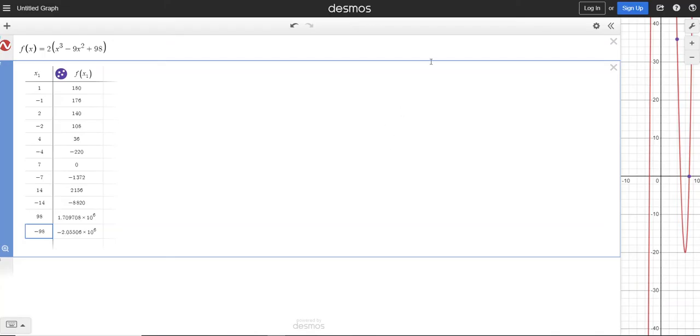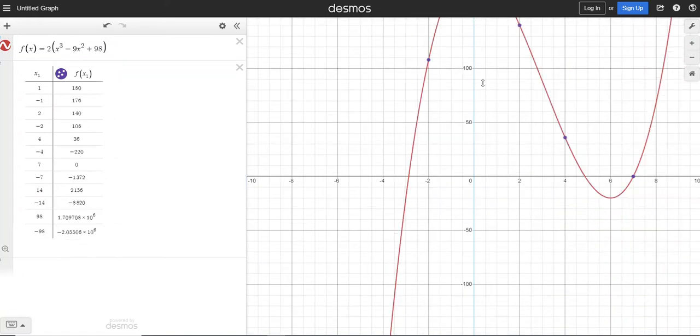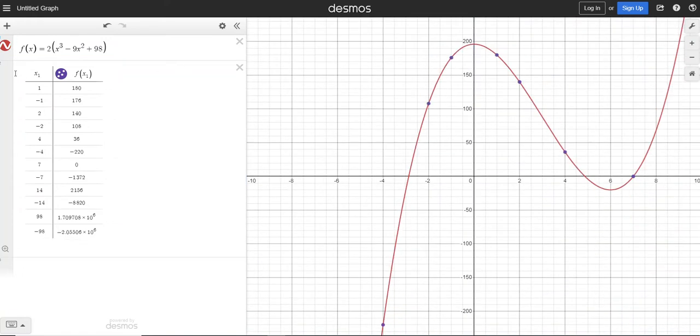Desmos is back here. If I bring this graph back over, turn off these points, and that's going to be that negative 2.87 that we already said isn't realistic. There's the 4.87, and there's the 7. So we're seeing the same answers as what we got using the algebra by looking at the graph.